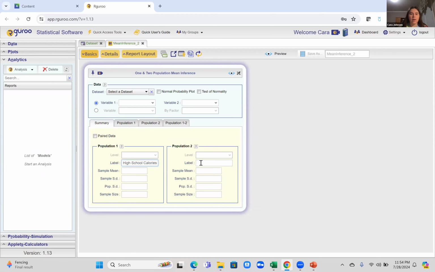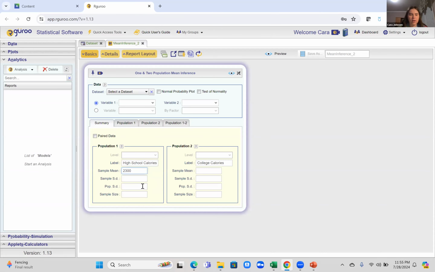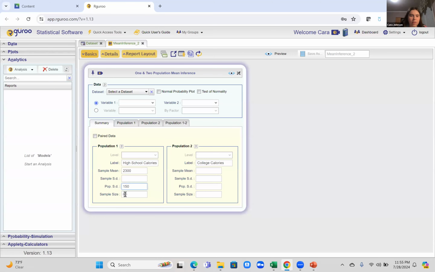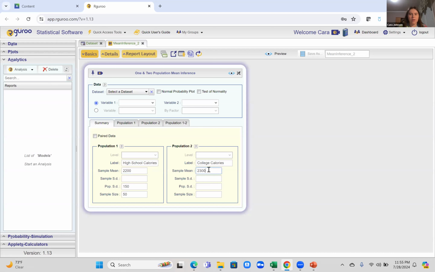Now for high school, my sample mean was 2,300, sample size 60, population standard deviation 150. And then for college, my sample size was, oops, I got that wrong. Hold on, that was college. There were 50 high school students, and the sample mean was 2,200. There we go. Okay. And then for college, 60 students, sample mean 2,300, population standard deviation 200.